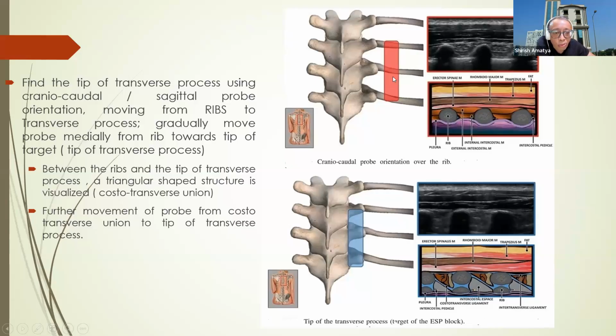But if we move our probe more medially, and the probe is over the transverse process, then this round hyperechoic structure will change into a more box-like or square-shaped structure, and there will be absence of pleura below it. So this is the area of the tip of the transverse process. Here we can insert the needle in plane, either from cranial to caudal or caudal to cranial side, and deposit the drug over the transverse process, anterior to the erector spinae group of muscles.